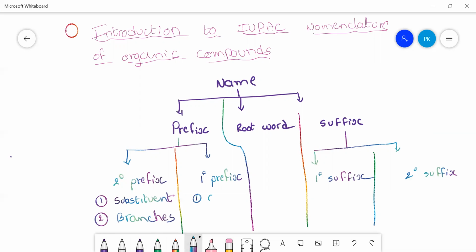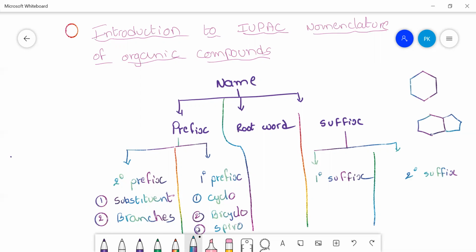What about the primary prefix? It is a few words, students. The word cyclo should be added if you have a cyclic compound. If you are dealing with a cyclic compound like this, then you have to write the word cyclo. Or if you are dealing with bicyclo compounds, meaning two cycles are attached together like this, then you have to use the word bicyclo. Or if you are dealing with spiro compounds, you have to use the word spiro.